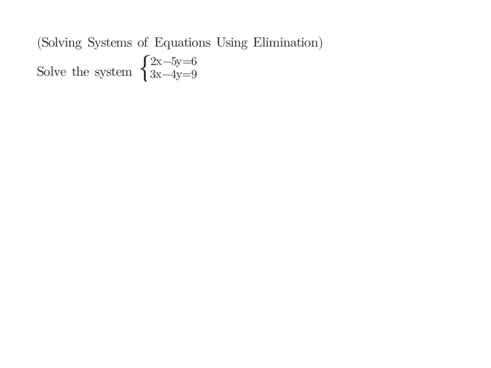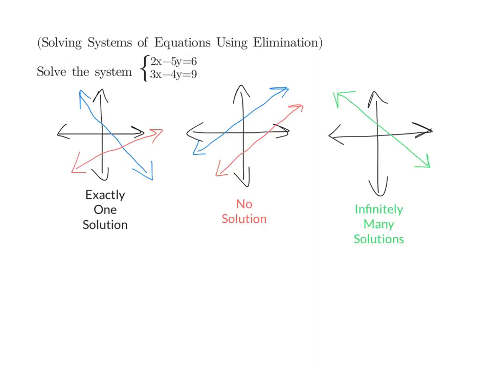So let's see what it looks like on a graph. On the first graph, the two lines intersect at 1 point. This is their common point, the x and y that makes both equations true. This is exactly one solution. On the second graph, you have no solution because the lines are parallel. They don't intersect, so there is no common point.